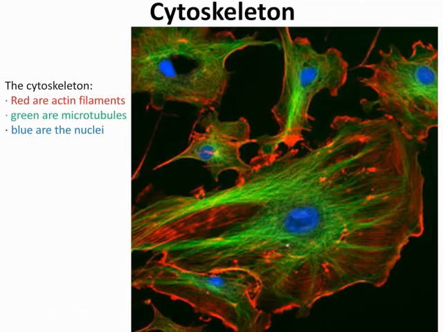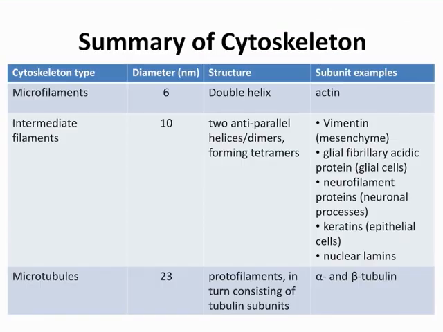Nothing really from this slide, just showing you a picture of what it looks like. So here's a good summary of all those filaments that we just talked about. Microfilaments, intermediate filaments, and microtubules. Make sure you memorize this table pretty well. He might test on the diameter, the structure, or the examples of each. So know these well and know the previous slides talking about them.